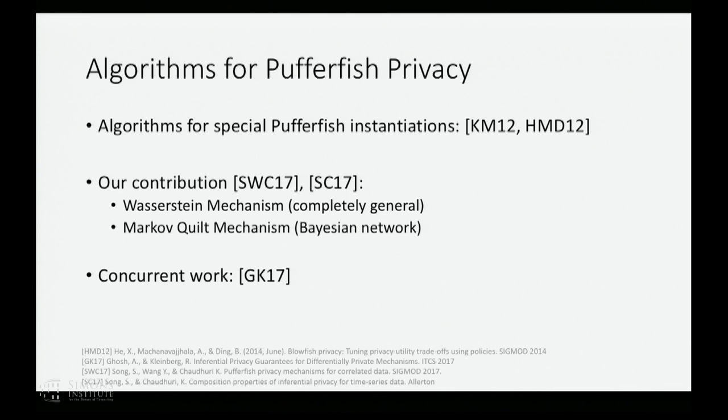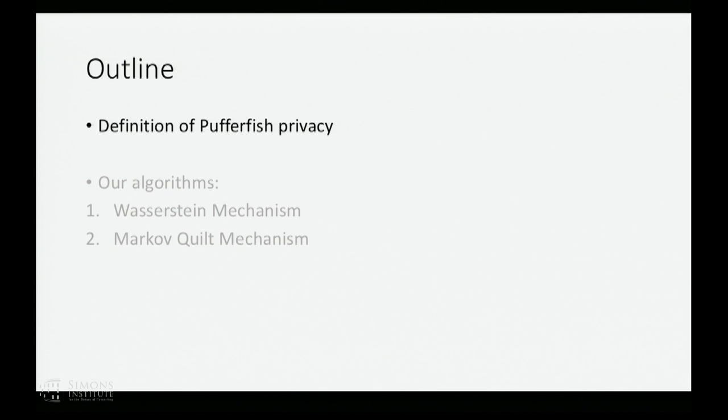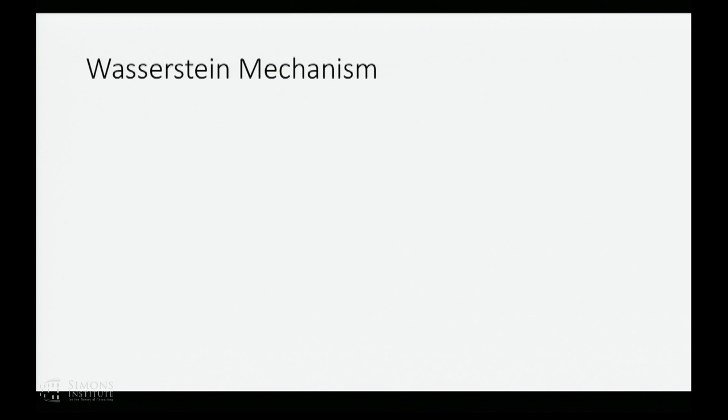So now, as we have covered the definition for pufferfish privacy, I'm going to talk about the two algorithms we proposed in our paper. The first is the Wasserstein mechanism. So remember, to guarantee differential privacy, we usually add some random noise to the true query result. And similarly here, we also would like to add some random noise, and we need this noise to be enough to make the secret pairs indistinguishable under any distribution in our distribution set.